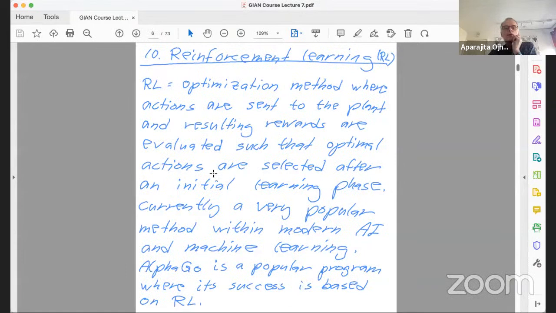So once again, about reinforcement learning then, it's an optimization method where actions are sent to the plant and resulting rewards are evaluated such that optimal actions are selected after an initial learning phase. And this initial learning phase could be based on, say, a simulation model. And reinforcement learning is extremely popular at the moment. Just to mention, AlphaGo is a popular program where its success is based on reinforcement learning.